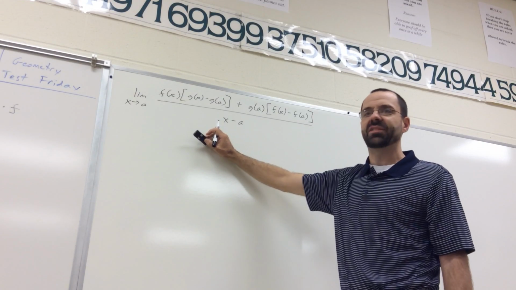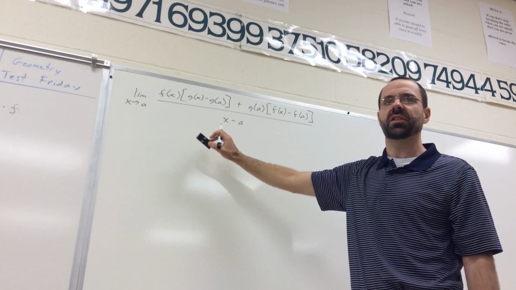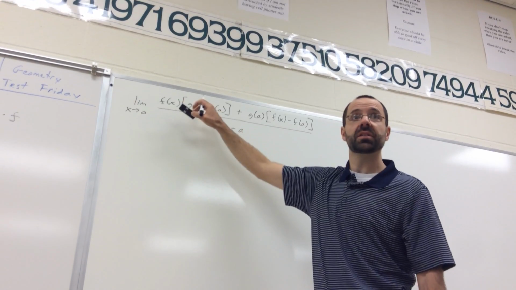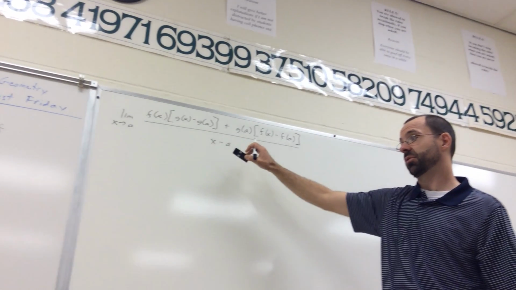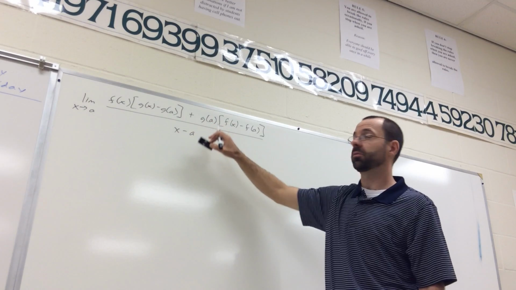After I wrote that 0 in the middle there, I just noticed that the first two terms had f of x in them, so I pulled out the f of x. And I also noticed that the second two terms both had g of a in them, so I pulled out the g of a. So that's just factoring.